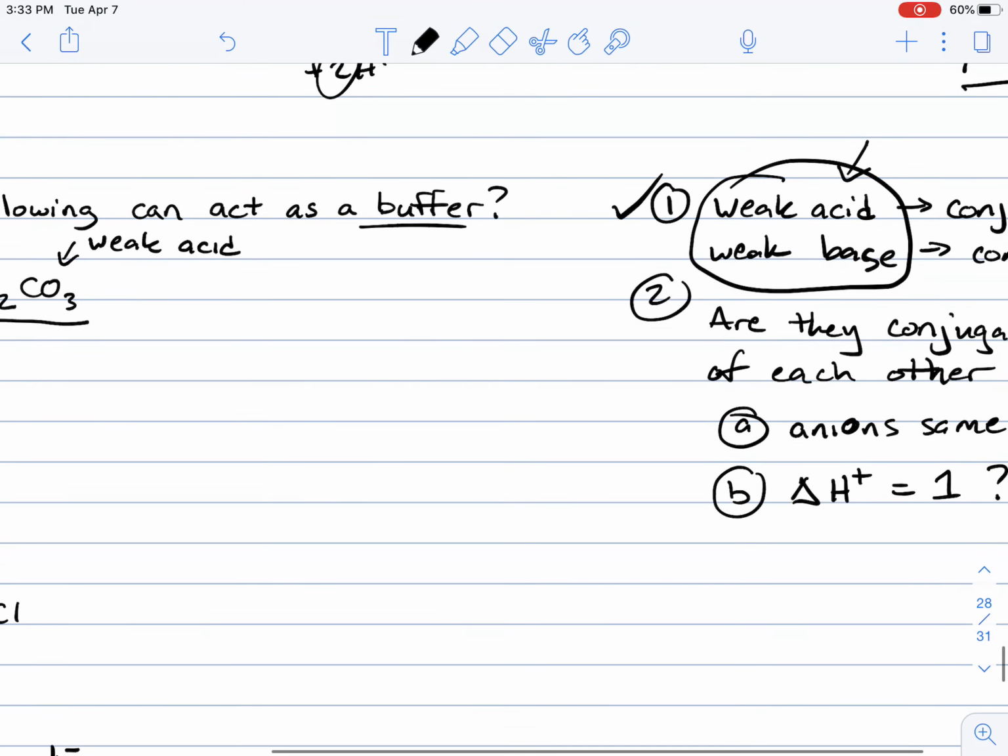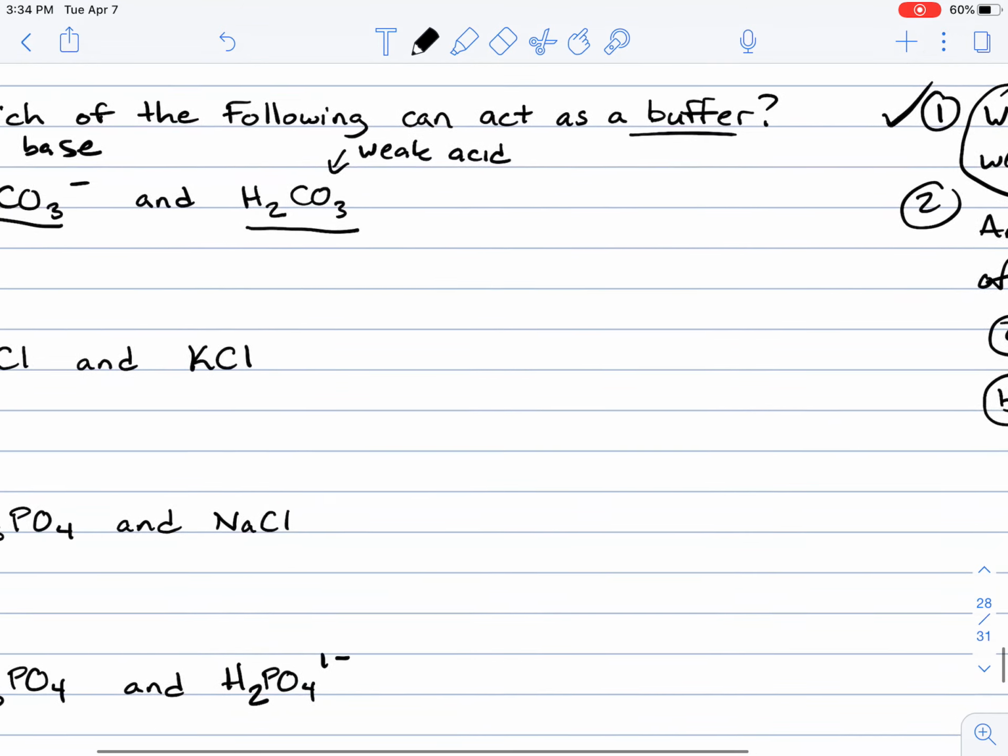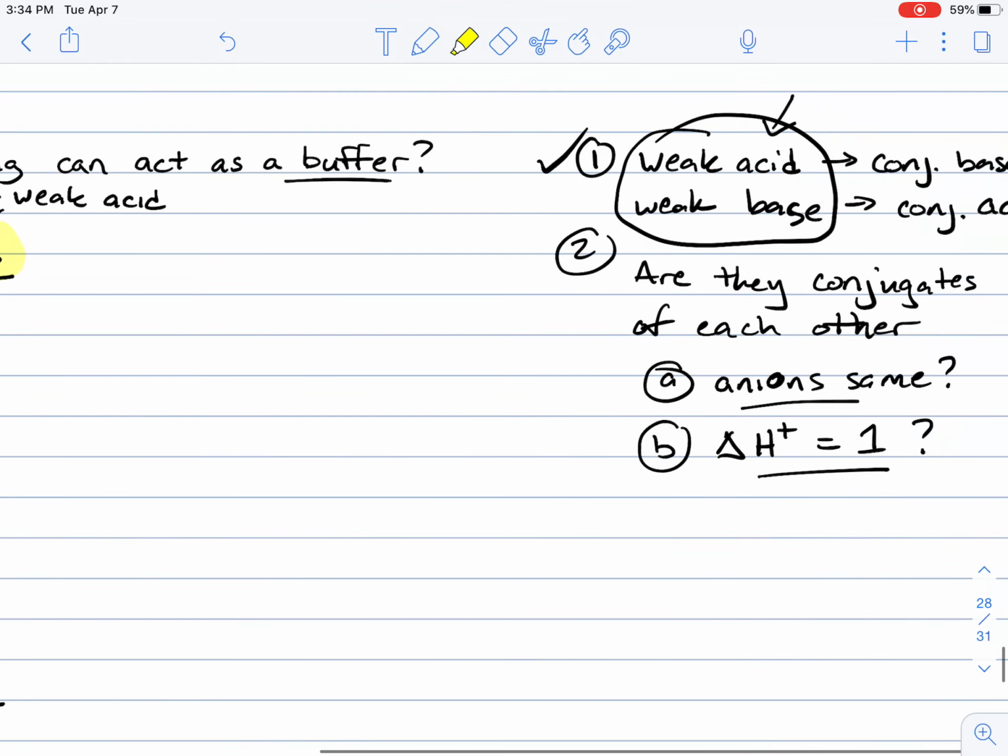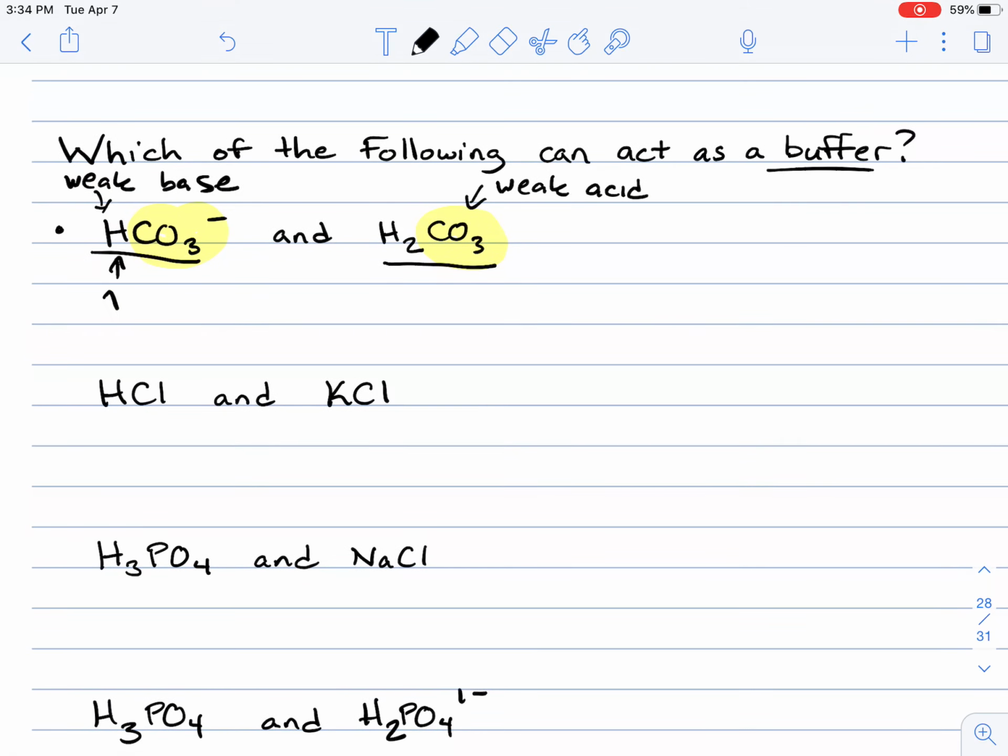Okay, so it looks like this one got checked off, and we're moving on to number 2. Are they conjugates of each other? To determine if they're conjugates, the anions must be the same, and the change in the number of hydrogen ions just has to be 1. So I'm going to look at my anion, and we both have carbonates, and so therefore it checks off this part. And we need to see if the number of hydrogen ions is just off by 1. So this is 1 hydrogen, and here we have 2 hydrogens. And so the difference between these two is 1.